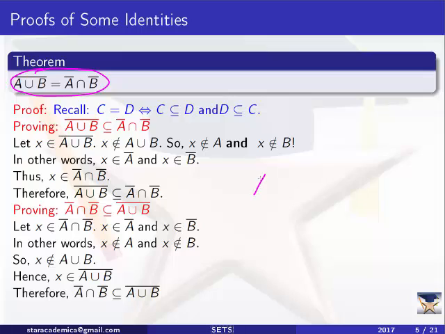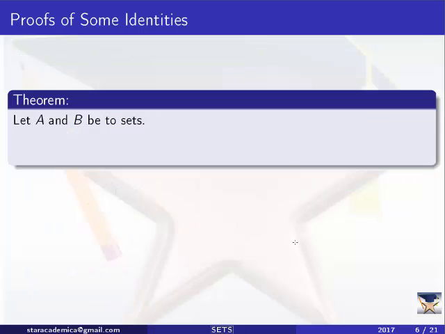Okay, and for homework, you may try similarly to prove that the complement of A intersect B is A complement union B complement. If you follow similar steps, you'll get the result quite easily.